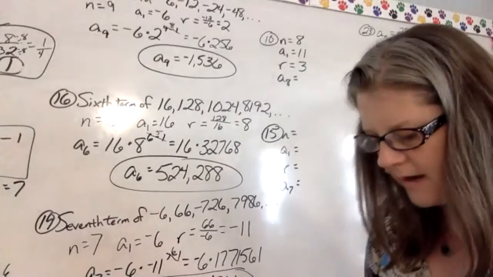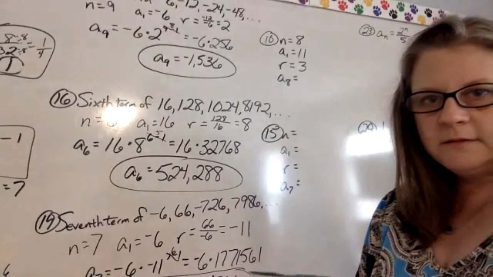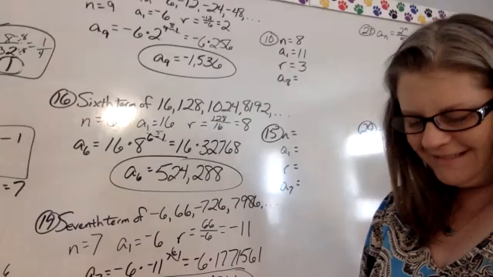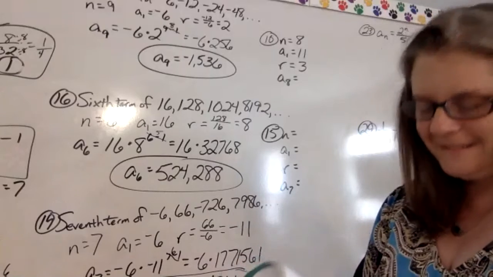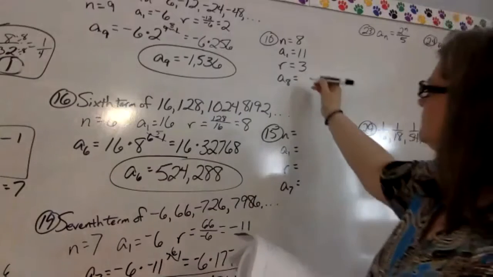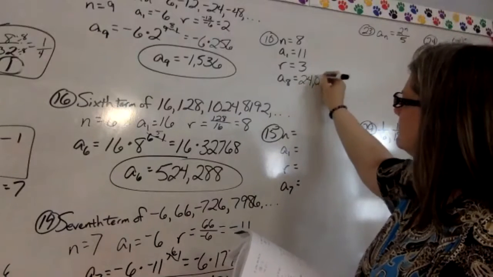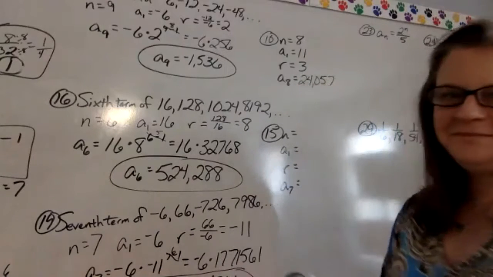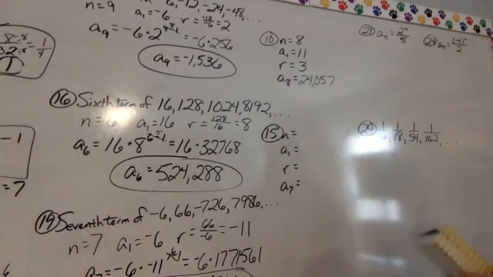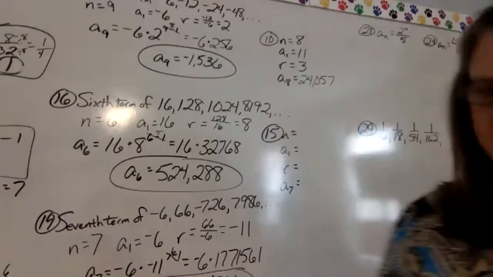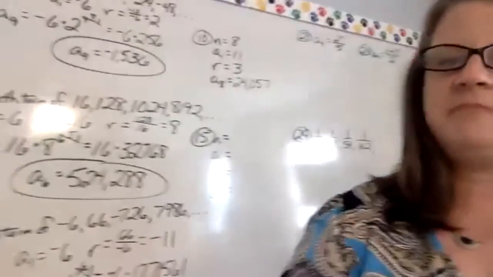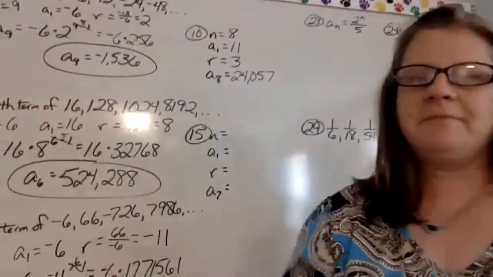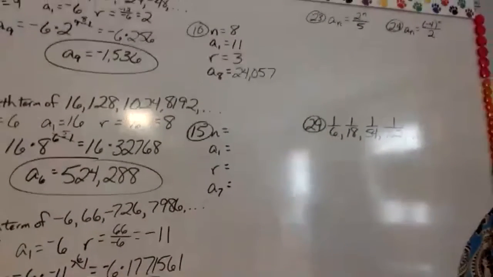Who thinks they have the right answer? Hold on, I got 24,057. Big number. Now, there should still be work there, so if you just write that part down, it's not going to cut it. I'm going to ask you to show me.